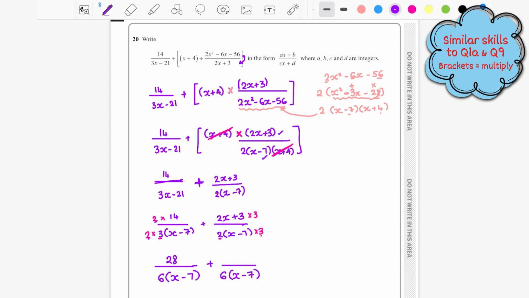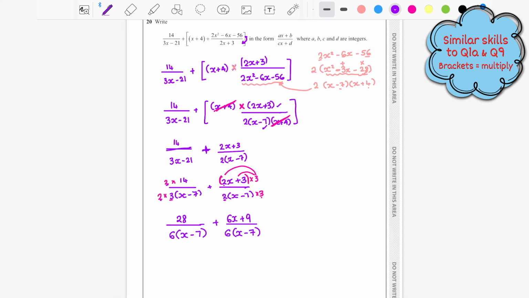x minus 7. Now be very careful when you're doing this numerator, because it's not just times 2x or just times 3. It's times 2x plus 3. I have to remember to put it in brackets so that I'm multiplying each term by 3. Okay? So I do 2x times 3, which is 6x. 3 times 3, which is 9. Now, are my denominators the same? Yes, they are. So let's rewrite that.